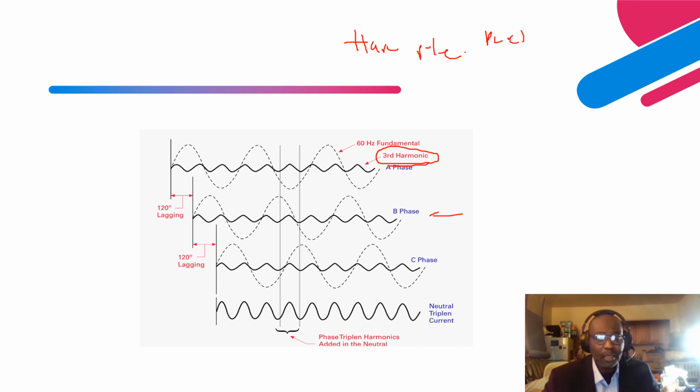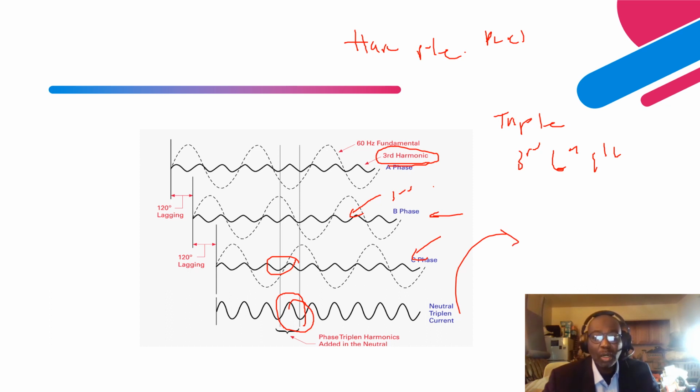So this is phase B, and it has the convoluted 3rd harmonic. Then phase C, convoluted with the 3rd harmonic. So at the neutral, these harmonics, the 3rd harmonics, will add up. They are called triplen harmonics: 3, 6, 9. Those are triplen harmonics. As you can see over here, at the neutral it adds up. So this is what will come out and will cause a lot of effects on other equipment.